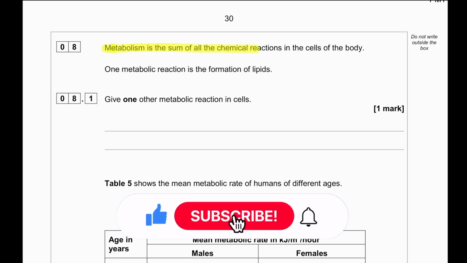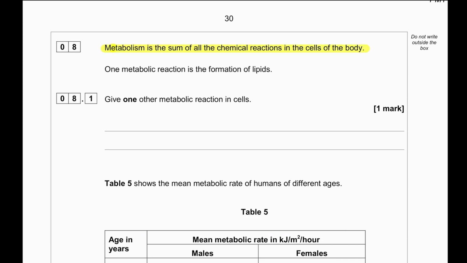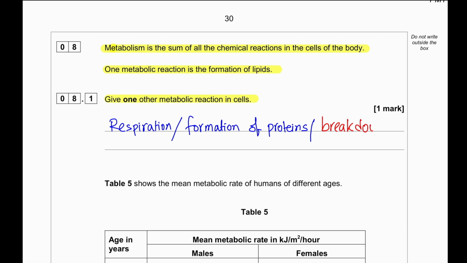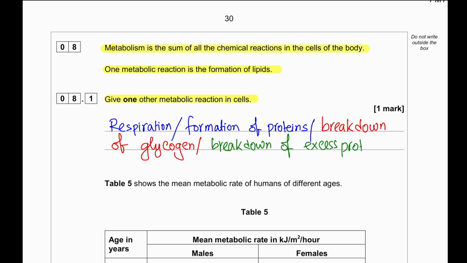Metabolism is the sum of all the chemical reactions in the cells of the body. One metabolic reaction is the formation of lipids. Give one other metabolic reaction in cells. So there can be a range of answers for this particular question. We can say respiration, formation of protein, breakdown of glycogen, or formation of glycogen, breakdown of excess protein into urea, or photosynthesis to form glucose and starch in plants. All of these will be an example of a metabolic reaction. So we just need to write only one. I will give you the other points just as a choice.